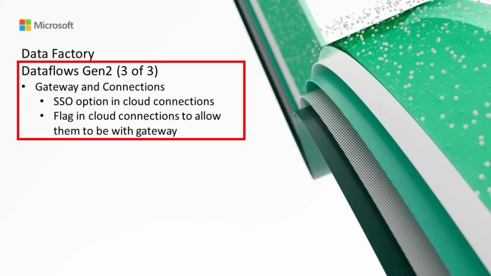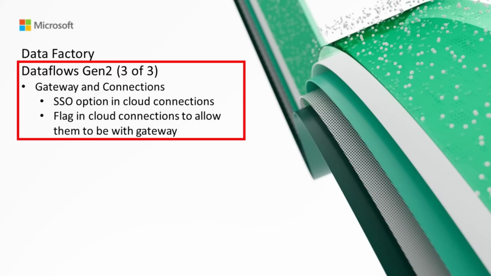Going on to Gateway and Connections. The SSO option in Cloud Connections added support for single sign-on via Azure AD in Cloud Connections. Currently, this feature is only applied for direct query mode in datasets. However, we plan to progressively extend SSO capabilities to other Fabric workloads in the future.